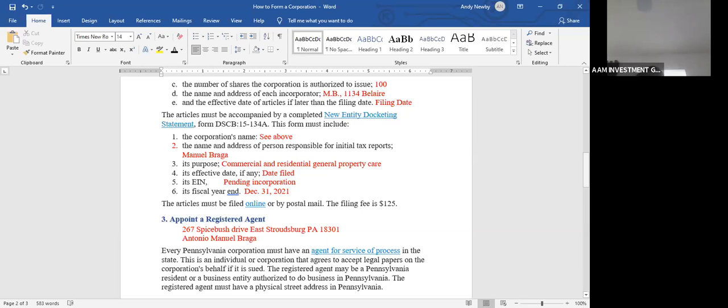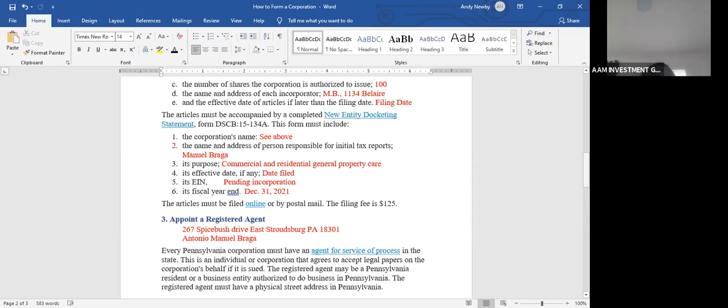All right, articles must be accompanied by the new, in Pennsylvania now, this is specific to Pennsylvania, because this is one of the few states I've seen this, new entity docket statement. So in Pennsylvania, that's a requirement. That's why we always go online and look up the requirements for each state when we have a client from those states, because we want to make sure we don't miss something just because we don't know of it. The states will tell you everything they need to register that business.